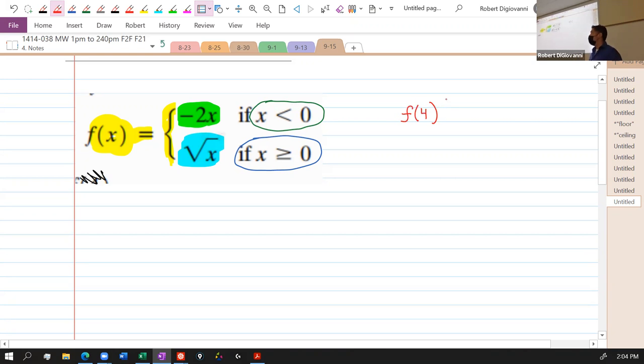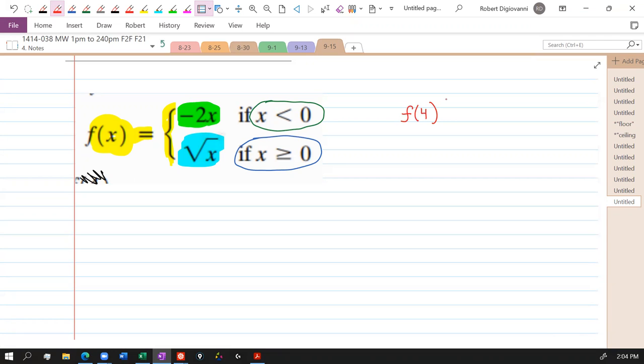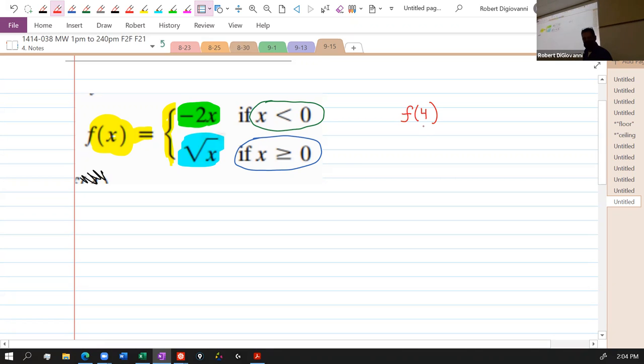So first question is, what are we plugging in to this function? What number? 4. So first thing we do is we look at the two inequalities here and we determine, is that x less than 0 or greater than or equal to 0? Greater, right? So we're going to use the bottom function, the bottom one. So that means when we plug in 4, we're going to be using the square root function, and the square root of 4 is what? 2. Make sense?